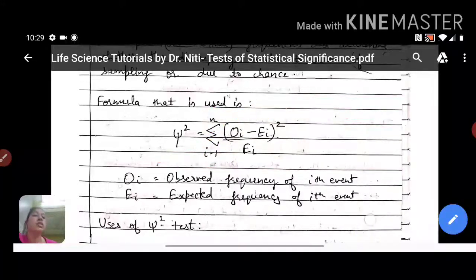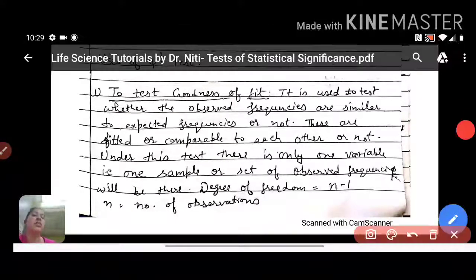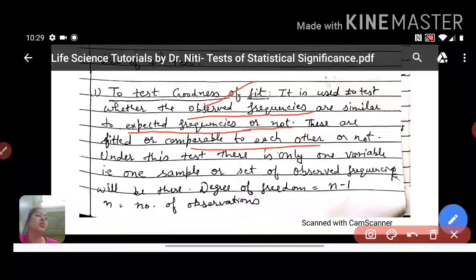Now, there are two uses of the chi-square test. The first use is that this test is used to test the goodness of fit. Goodness of fit means you have to test whether the observed frequencies and expected frequencies are similar to each other or not, whether these are comparable to each other or not. In the goodness of fit test, you can determine the degree of freedom by using the formula n minus 1, where n is the number of observations.